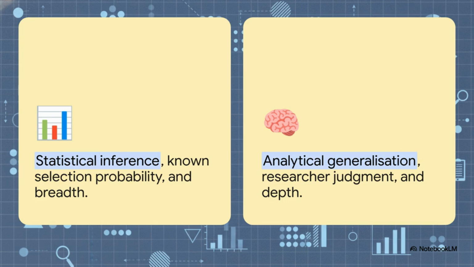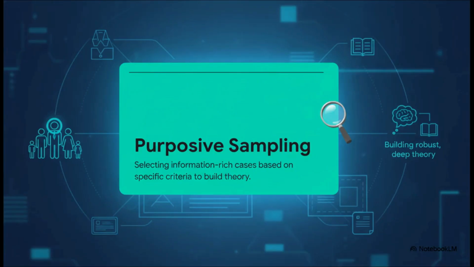This is where you rely on researcher judgment rather than known selection probabilities. The absolute backbone of this kind of qualitative inquiry is purposive sampling. This is where researchers completely abandon random chance. Instead, you strategically and intentionally select information-rich cases based on highly specific criteria. So you might look for the most extreme cases, or aim for maximum variation, or you might specifically seek out recognized experts. You aren't trying to mathematically represent a population here, you're trying to build a robust, deep theory.